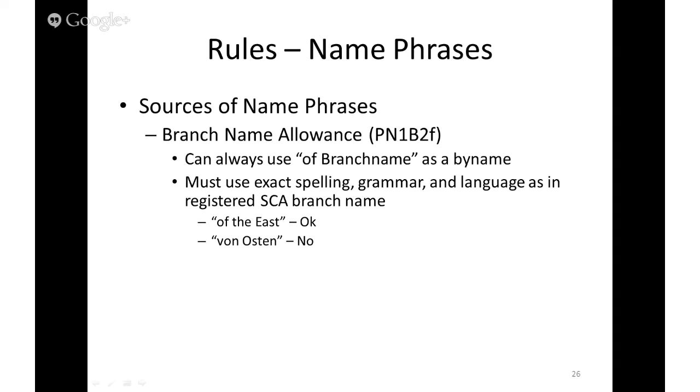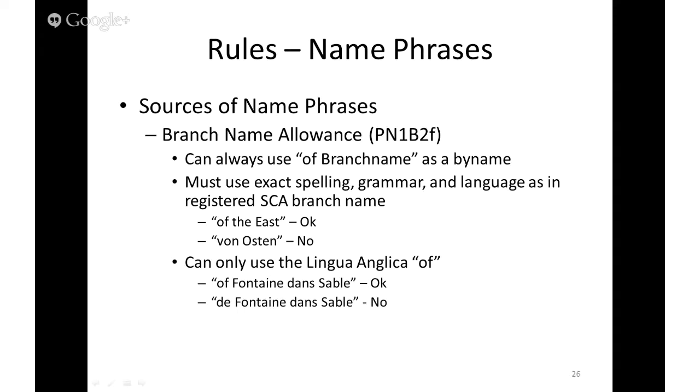But it has to be in exactly the same form, and you must use the word of as the preposition. For example, we have a group up in French Canada called Fontaine d'un Sable. It would have to be registered as of Fontaine d'un Sable. Not, even though grammatically the French would make much more sense as de Fontaine d'un Sable, you cannot do that under the branch name allowance. Now, if the submitter can document that name, then he can just document it as a normal locative. But if he or she is using the branch name allowance, you've got to do it this way.